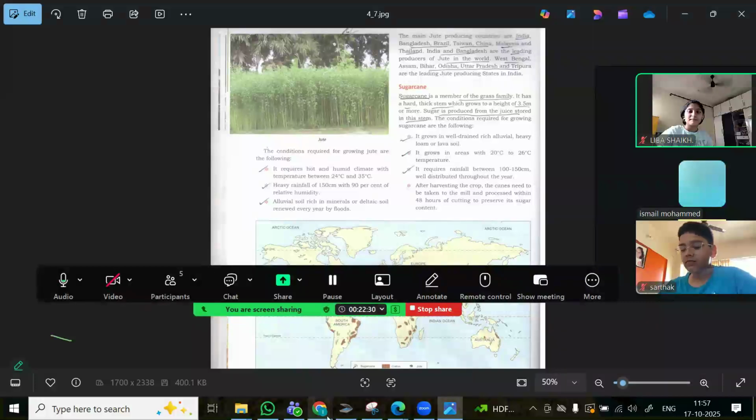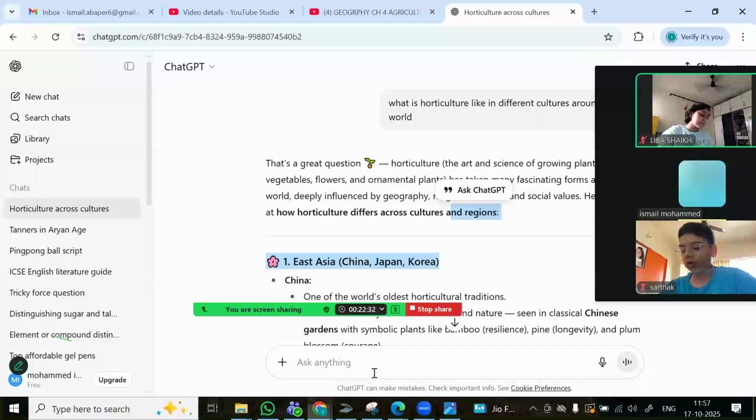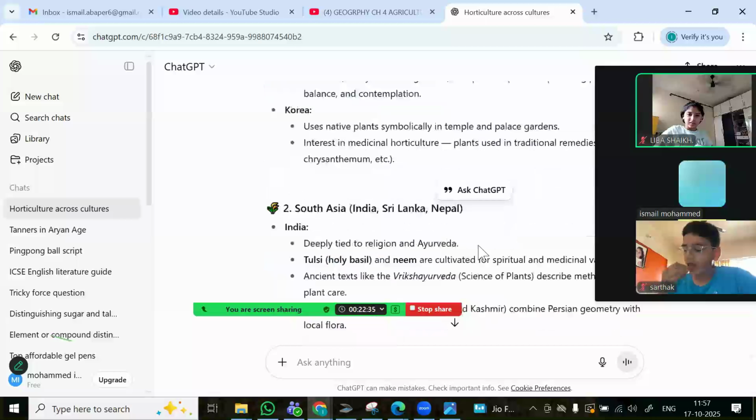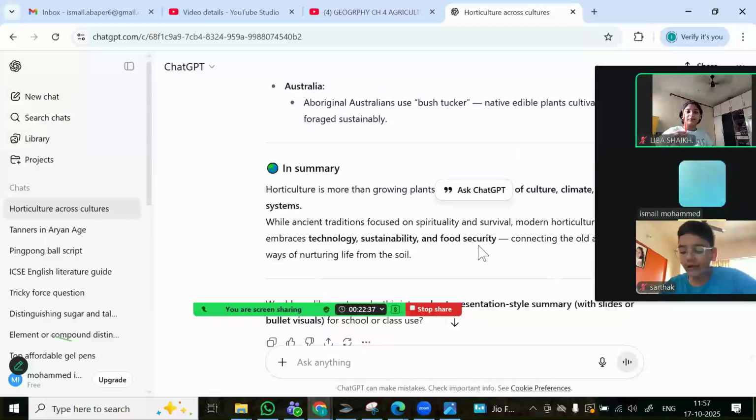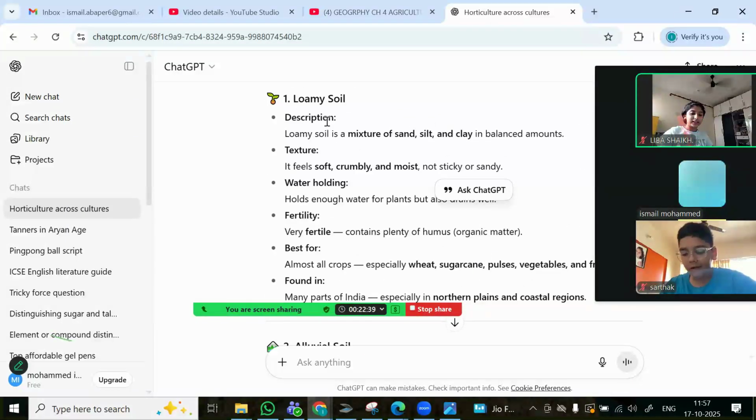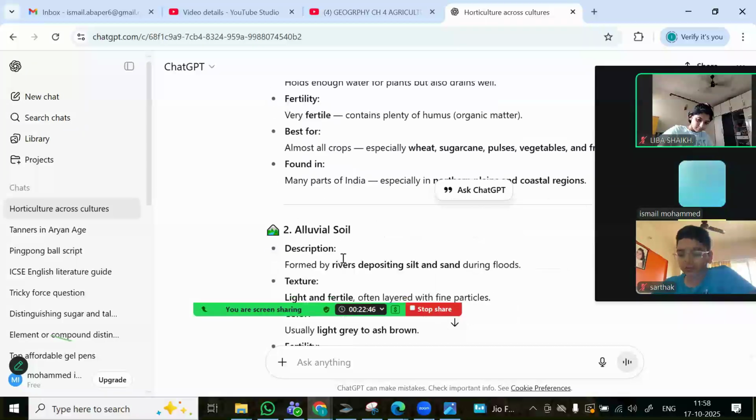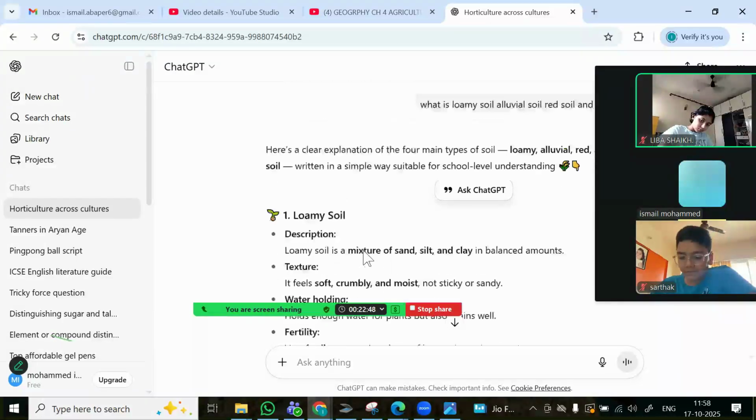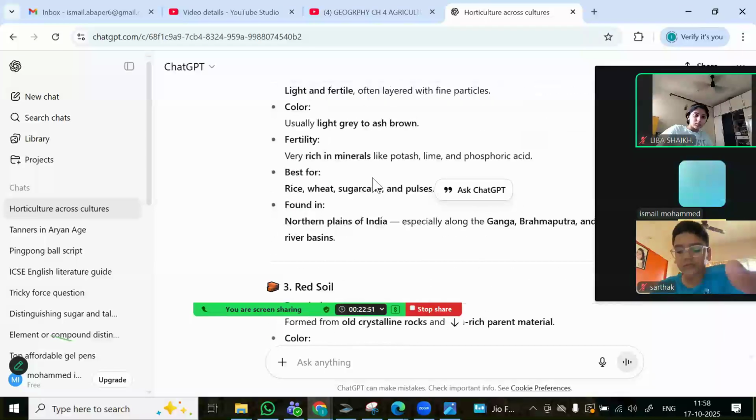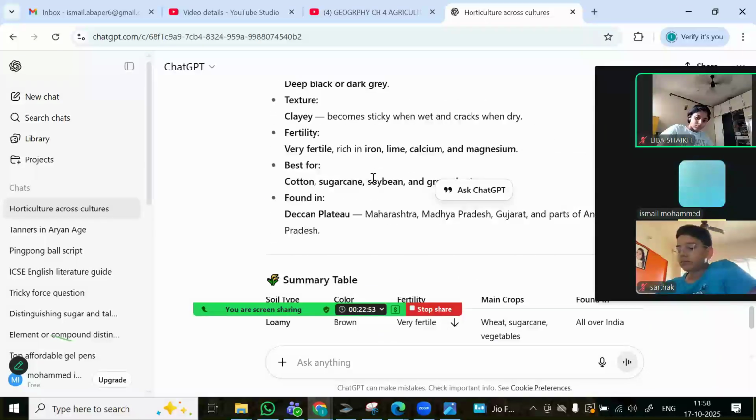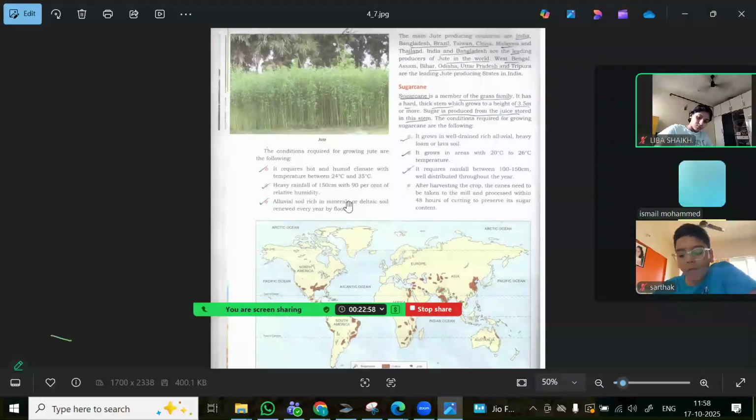Okay, so again you will ask like what are the different soils. For that also, I just got different kinds of things, so you can know the loamy soil, how it looks like. It's a mixture of sand, silt, and clay. What is the texture? What is the fertility? Best for which crops? Like that, you have for all kinds of soil: loamy soil, alluvial soil, red soil, black soil, different kinds of soils that we have. So you can just Google more about those soils, and then you will know exactly which crops are best suited for those soils.